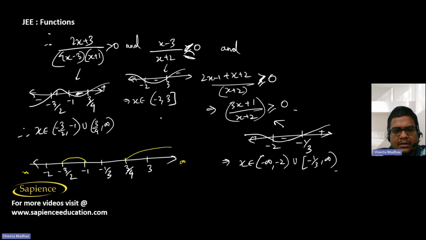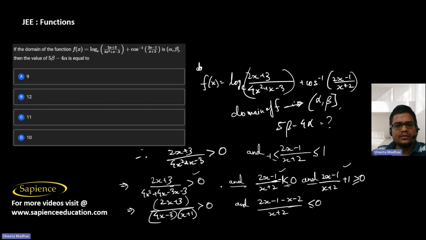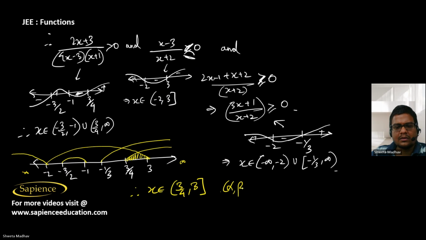And this is from minus 2 to 3, this part. And this will be minus infinity to minus 2 union minus 1 by 3 to infinity. So only this part is coming as common. This part is common. So therefore, x belongs to 3 by 4 to 3, which is told as alpha to beta. So therefore, alpha is 3 by 4 and beta is equal to 3.